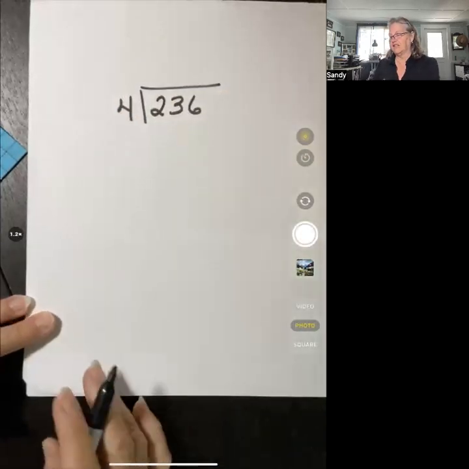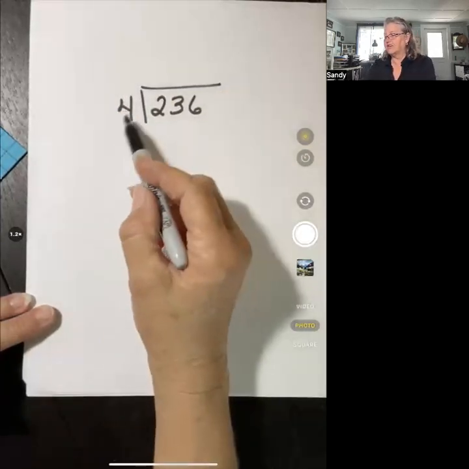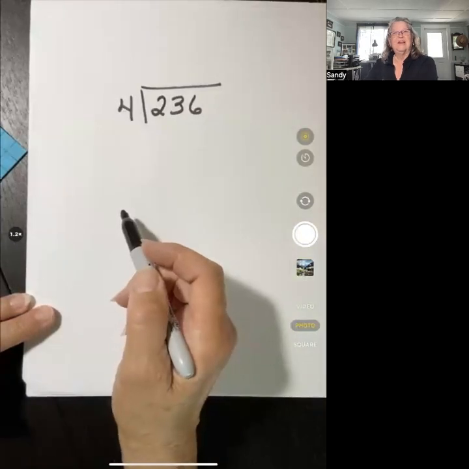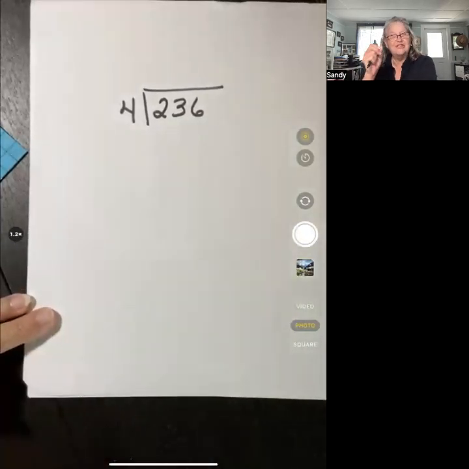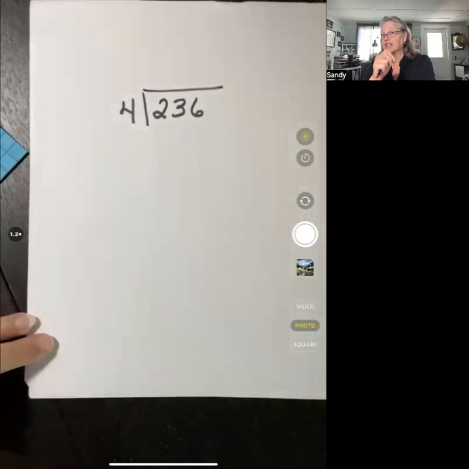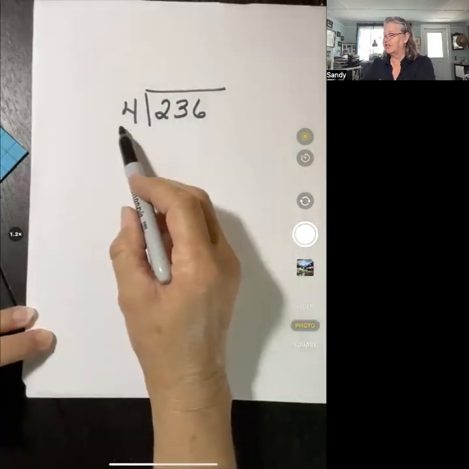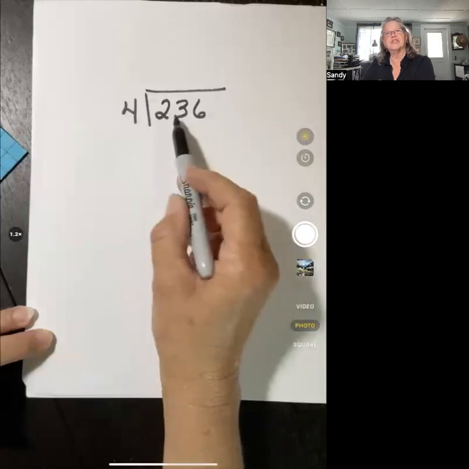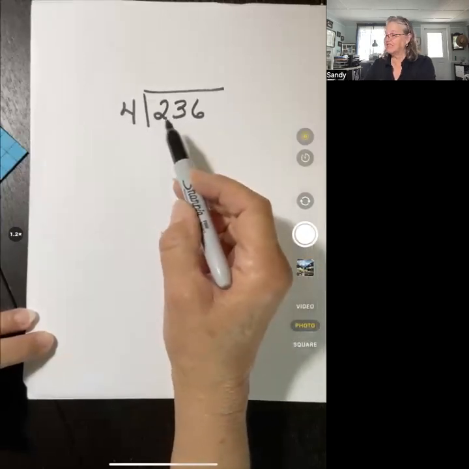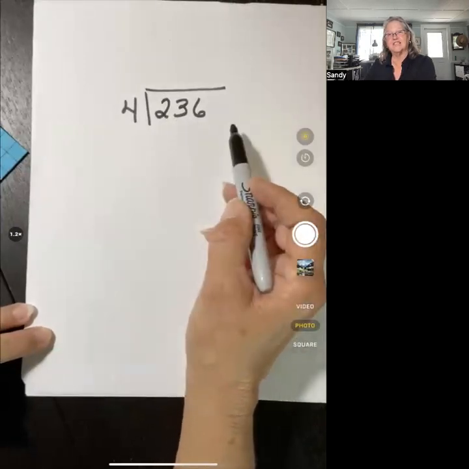I remember learning this and hearing 4 doesn't go into 2. But see, we want your child to understand place value. We aren't separating 2 into 4 equal groups. We're separating 200. So we'd hear 4 doesn't go into 2, 4 doesn't go into 20, or 4 goes into 23. How many times? But see, that's 23 tens.